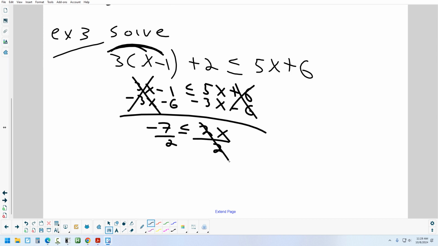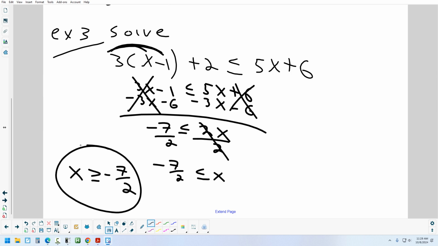And it's okay to leave your answer like that. I mean, I wouldn't mark that wrong. But I'd rather have the variable on the left. Can somebody rewrite that so the variable is on the left? Anthony? X is greater than or equal to -7/2. Yep. So when we rewrite it with the variable on the left, the sign flips.